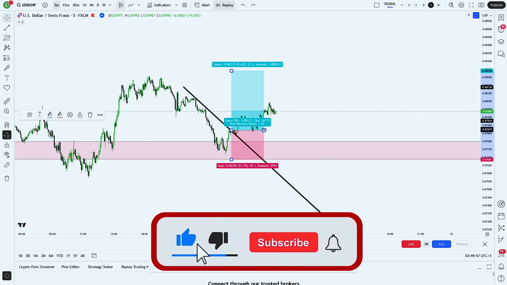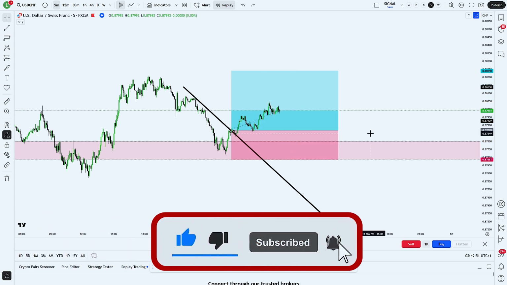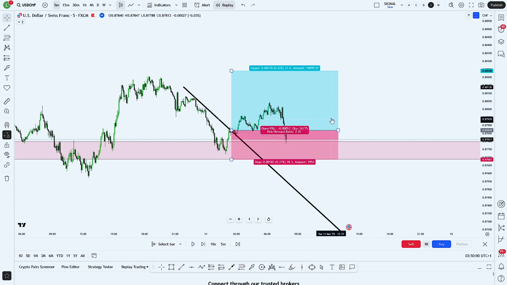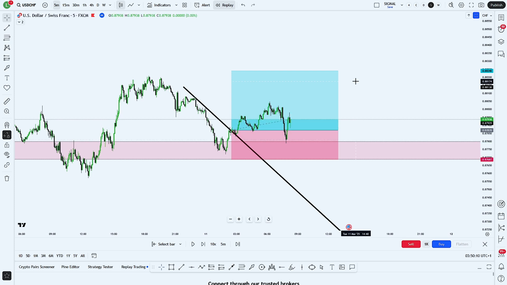So let's continue playing the candlestick right now. The price action is moving against our entry right now. We are now down in negative. Price is at the stop loss zone. So don't panic. The price action will still go in our favor. Now we are back in profit. We are back in profit. The price action is heading towards our take profit key level zone.